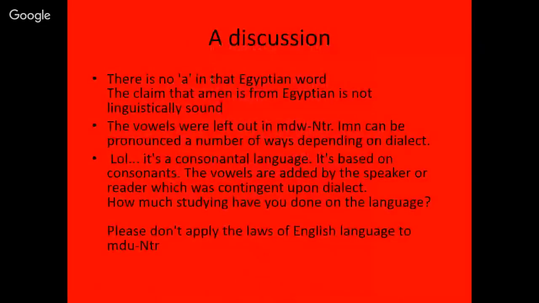A discussion. There is no A in that Egyptian word. The claim that Amen is from Egyptian is not linguistically sound. The vowels were left out in Metu Neter. IMN can be pronounced a number of ways depending on dialect. LOL. It's a consonantal language. It's based on consonants. The vowels are added by the speaker or reader, which was contingent upon dialect. How much studying have you done on a language? Please don't apply the laws of English language to Medu Neter.